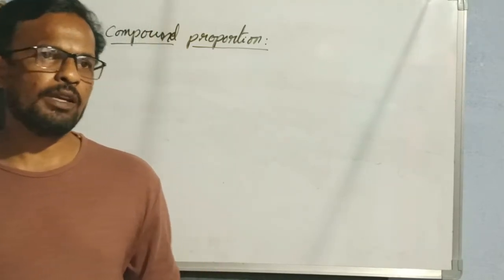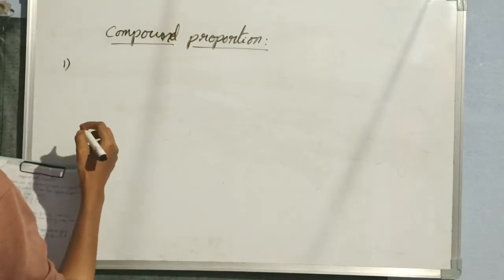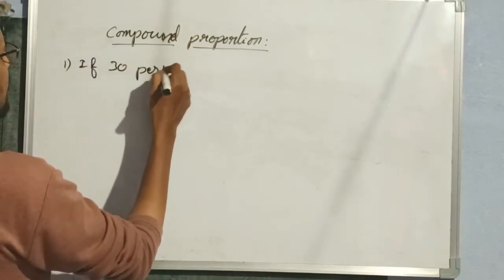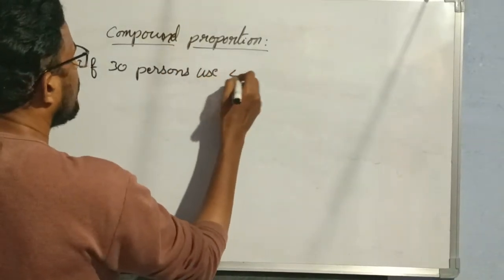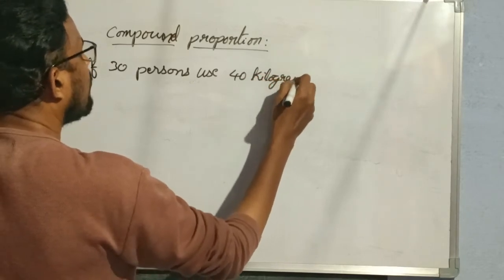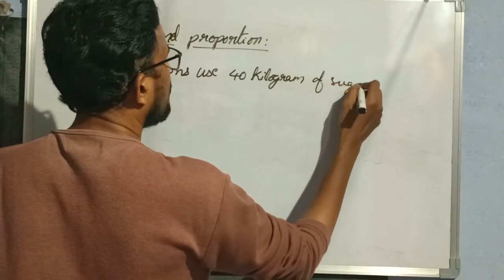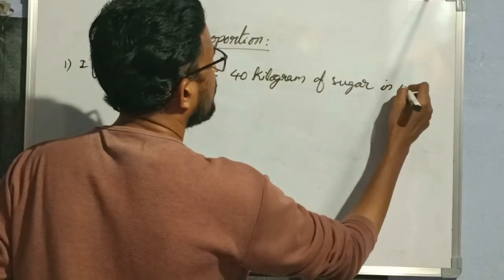I'll explain with a simple example. First example: if 30 persons use 40 kilograms of sugar in 10 days.